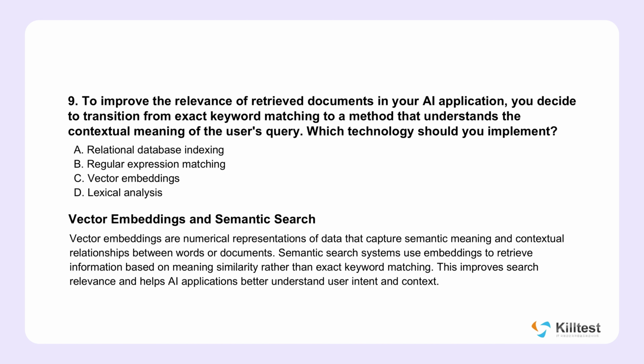Here's question 9. To improve the relevance of retrieved documents, you transition from exact keyword matching to a method that understands the contextual meaning of the user's query. Which technology should you implement? The correct answer is C. Vector embeddings represent text as numerical vectors, allowing the system to retrieve documents based on semantic meaning and contextual relationships rather than exact keyword matches.